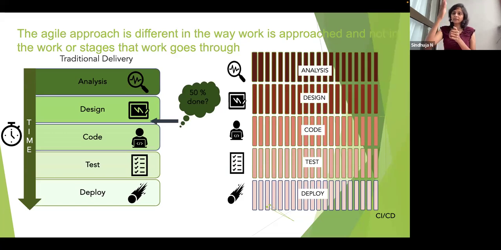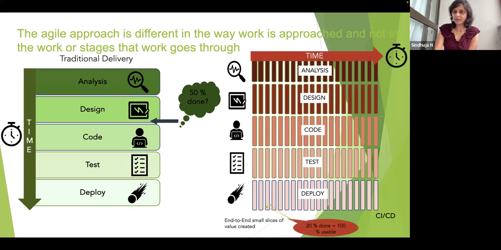We will go in a vertical way with the things. So by the time, in Agile methodology, by the time we reach our third sprint, we will say 20% done. That is equal to 100% usable. That point really matters.